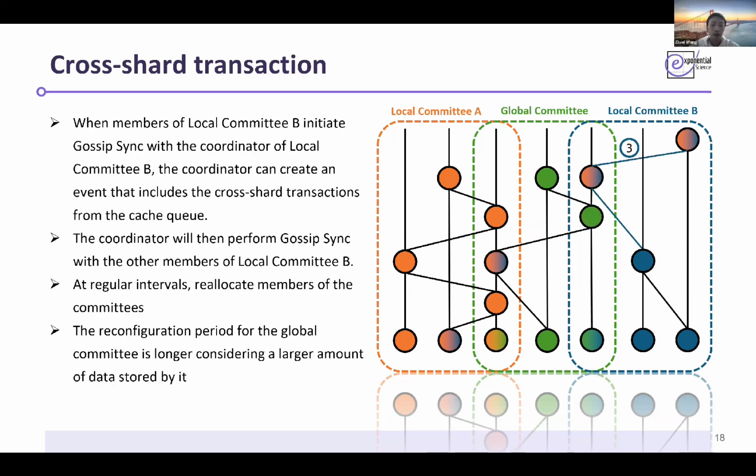Finally, members of local committee B initiate gossip sync with the coordinator of local committee B. The coordinator can create an event that includes the cross-shard transactions from the queue. The coordinator will then perform gossip sync with the other members of local committee B. In this way, the cross-shard transactions are known and accepted by the target committee. The local committee will synchronize and store the hashgraphs of other shards through the global committee.